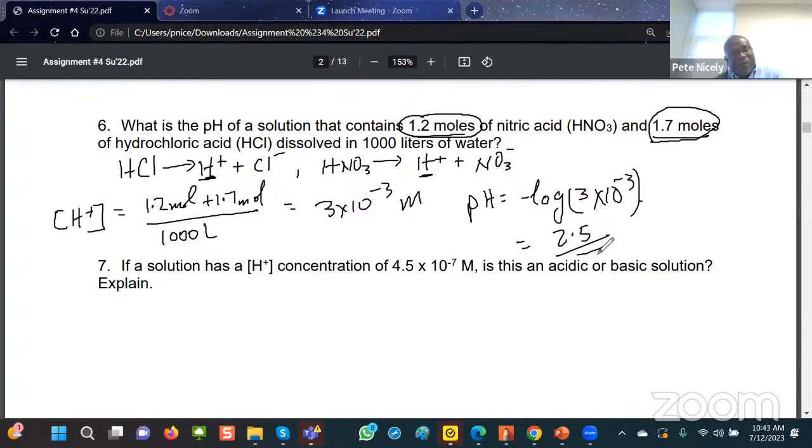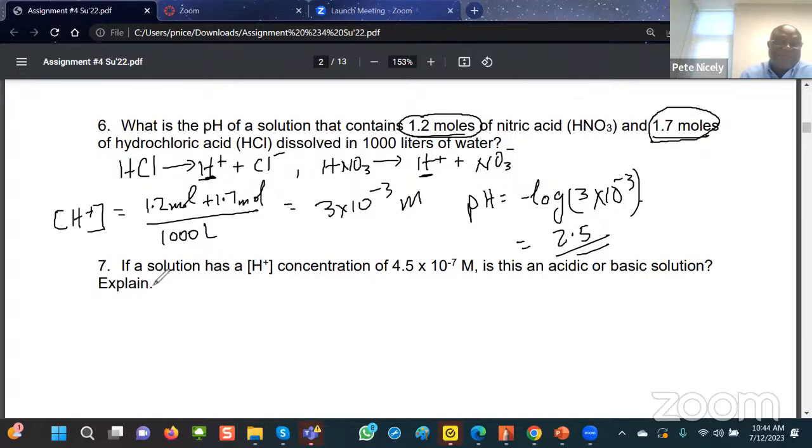And so that's why we say 1.2 comes from the nitric acid, 1.7 comes from the hydrochloric acid, and then we add them together and divide by 1,000. And that's how we get the total hydrogen ion concentration, and then we find the minus log of that, and that is the answer. Okay. Any other question before I move on from this? Any other questions? All right, next question.